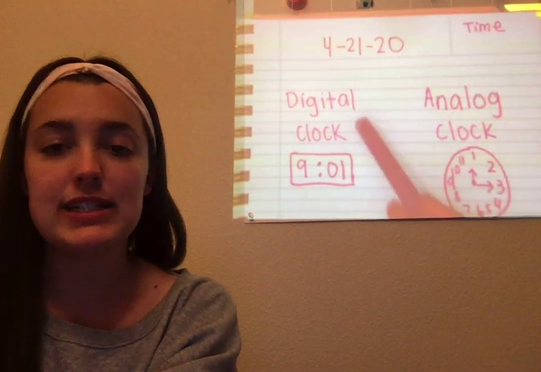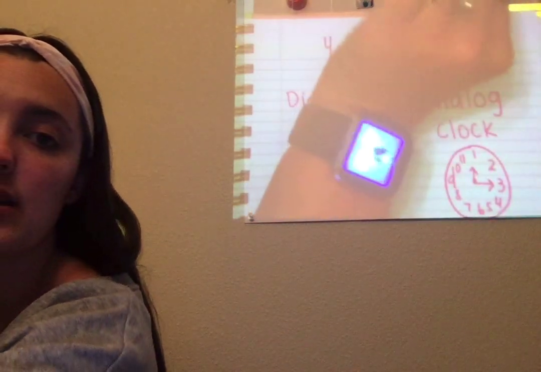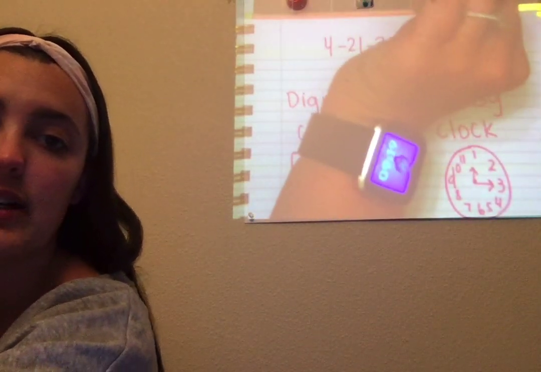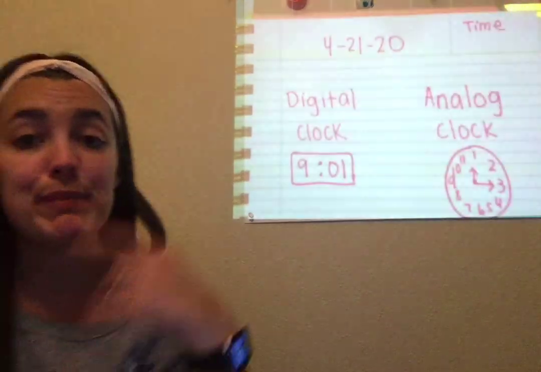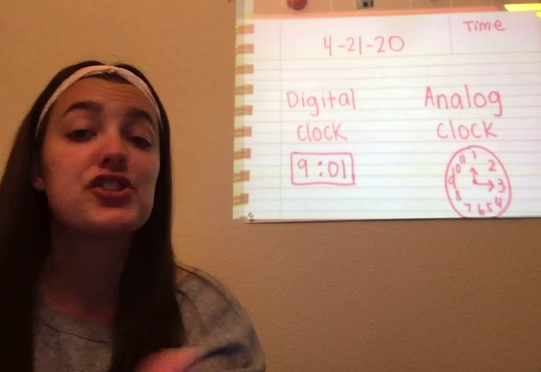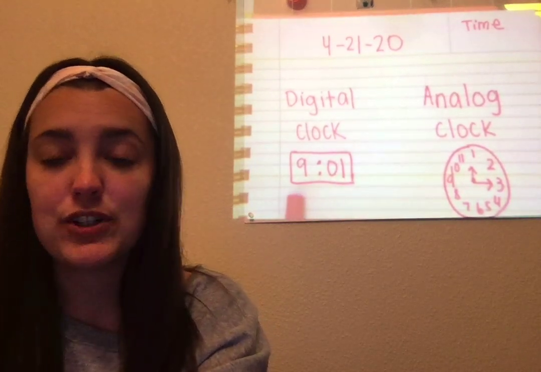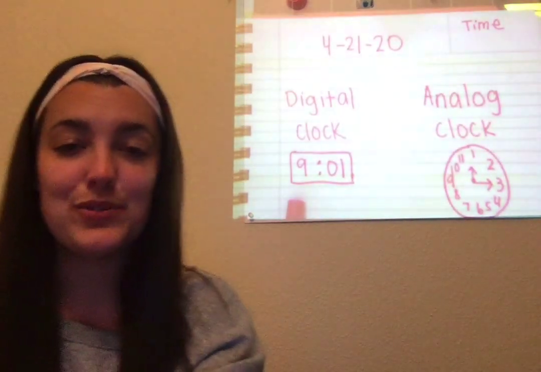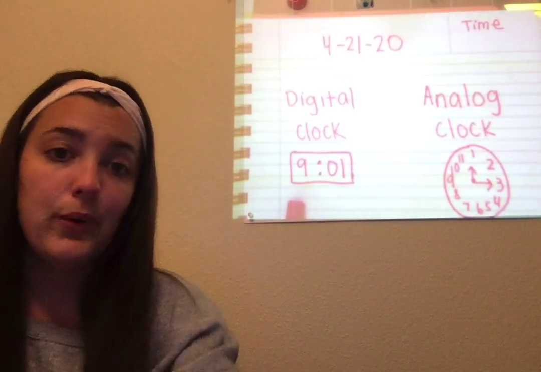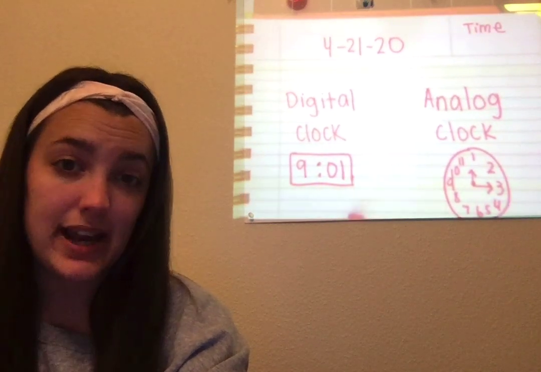Okay, the first one is a digital clock, like you guys might see on my watch, where it just tells the time. Or you guys might see it on a phone, a really popular place for you to see a digital clock. And a digital clock just tells you the time. Like, for example, when I was first filming this video, it was 9:01. My clock said 9:01. That's what my clock looked like. Okay, digital clock just tells you the time.